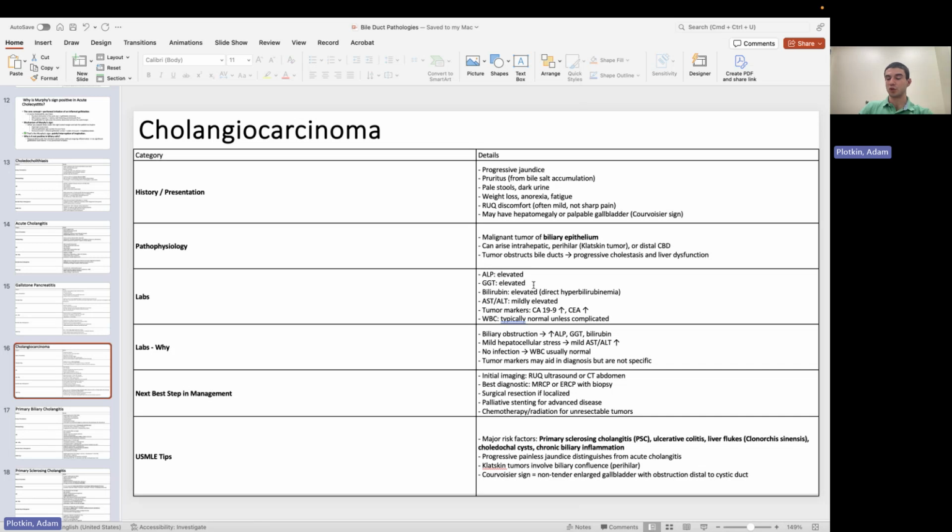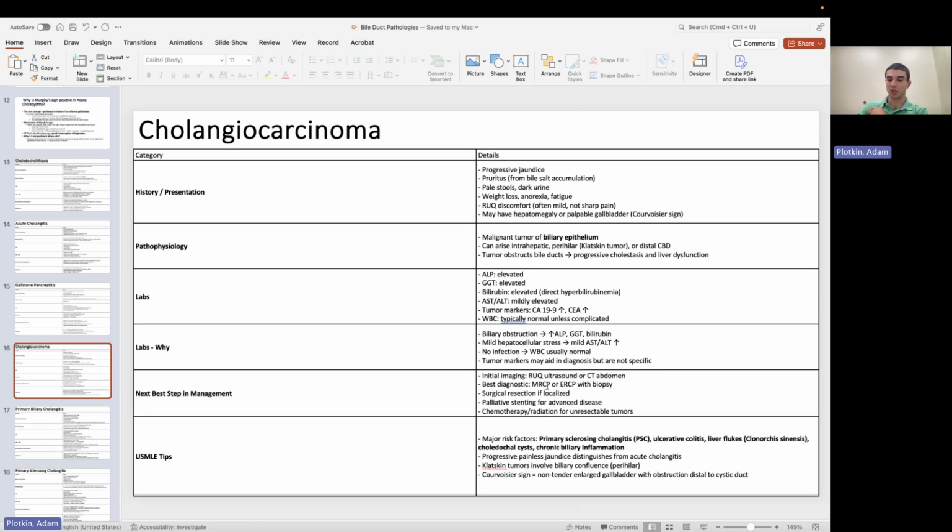We might see elevated tumor markers like CA19-9 and CEA, telling me some sort of peritoneal process. And white blood cell count is typically normal unless this becomes complicated. So again, next steps, we're going to do initial imaging like we always do, right upper quadrant ultrasound. If that's not showing us what we want to see, maybe we'll jump to a CT abdomen.